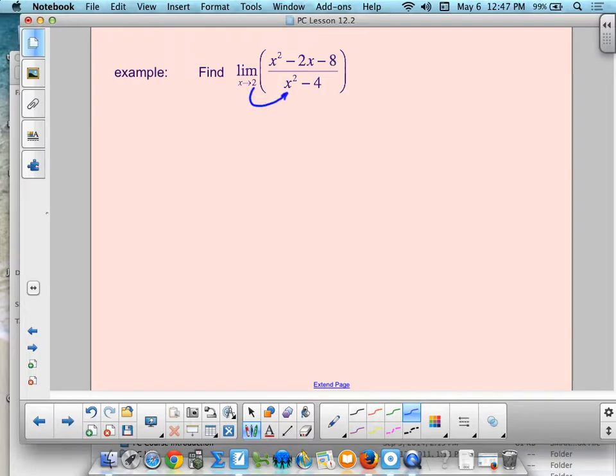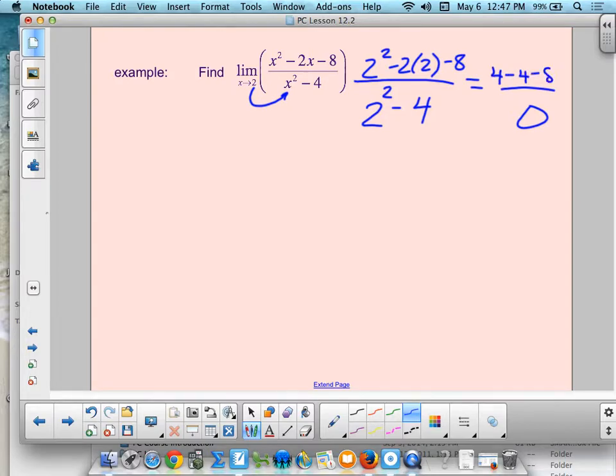Ready? Put it in. 2 squared minus 4. Up top, it's 2 squared minus 2 times 2 minus 8. On the bottom, I think we're getting a 0, aren't we? What are we getting on top? Negative 8. 4 minus 4 minus 8, negative 8 over 0. Ah, yeah. This is the one you're hoping for on the test. Any number other than 0 on top of 0 means there's no what? There's no limit. It doesn't exist.